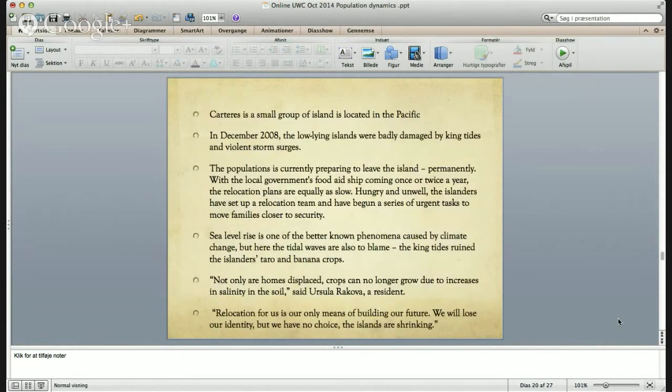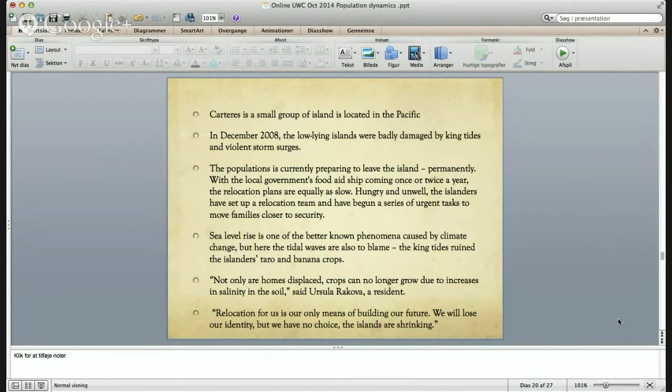So we have the Carteret, a small group of islands in the Pacific Ocean. Now, in December 2008, the so-called king tidal waves, so huge waves and storms, hugely affected the island, and to such an extent that the people are actually preparing to permanently leave the island. And again, I assure you this isn't because they want to, it's because it's slowly becoming impossible to live there.